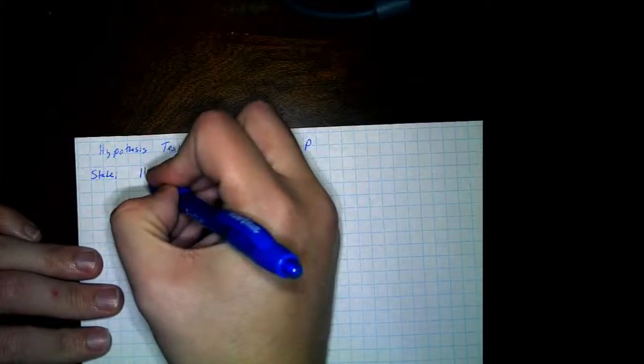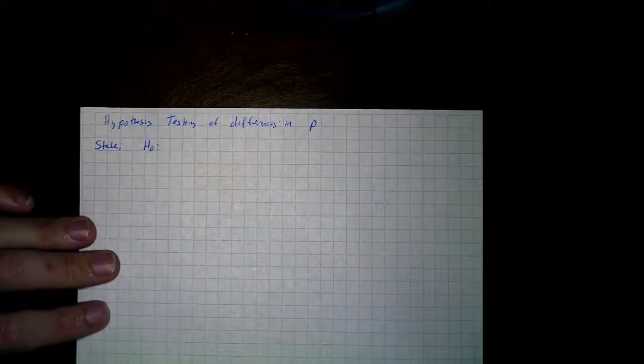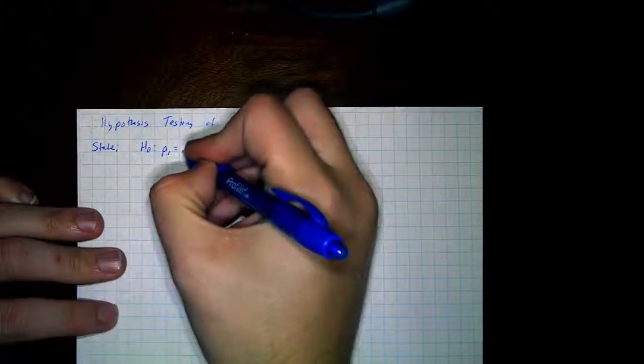Okay, so if we're doing this, we'd do our state. We'd have H0. And the reason it's going to take a lot of space is just because I'm going to try to give you a blueprint, or like a blank outline. I feel like it'd be useful for this. P1 is equal to P2.